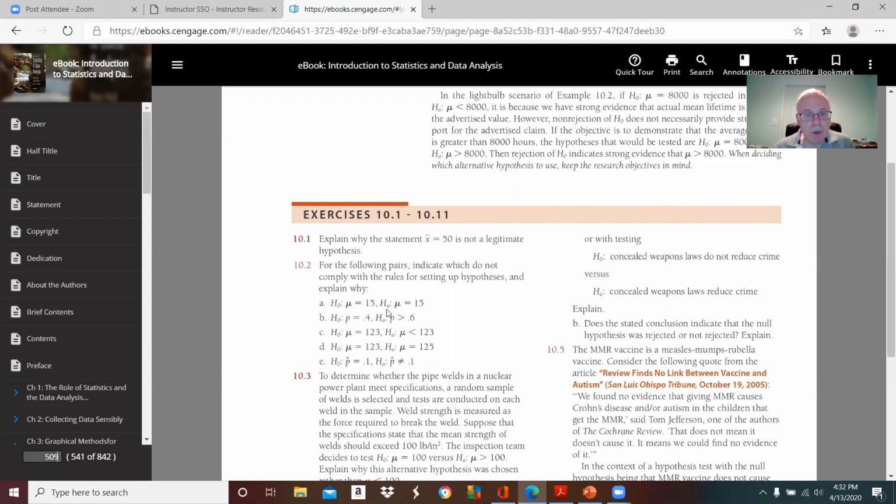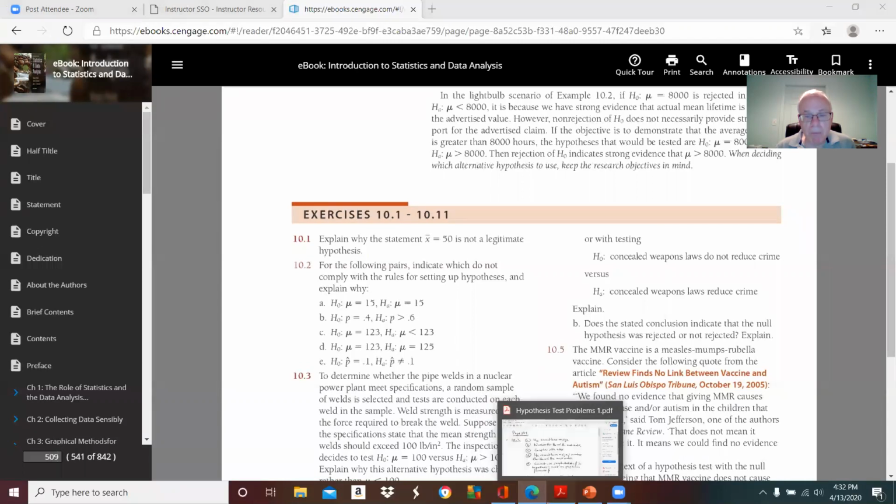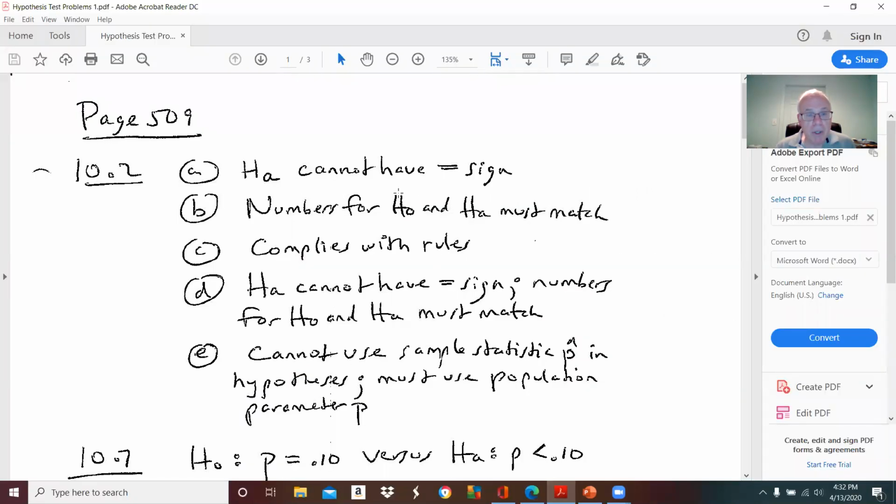So let's look at the first one. It says the null hypothesis, the mean is 15. The alternative, the mean is 15. Well, the alternative hypothesis can never be 15. All right, so back to our notes here. The alternative can never have an equal sign. Okay, so that's the problem with that one.